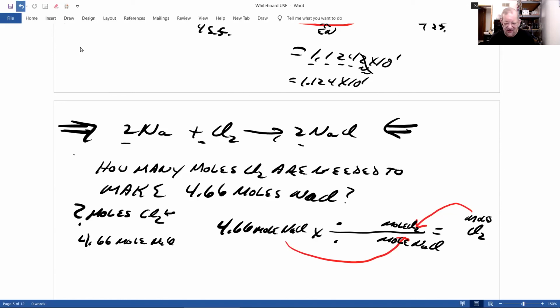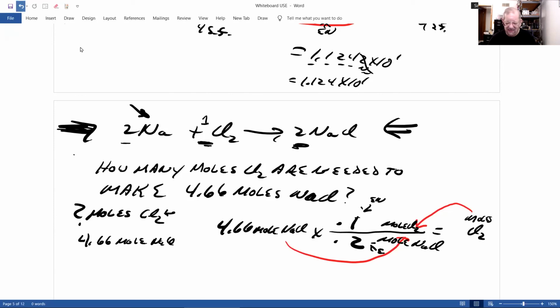And where do I get this ratio? Moles of chlorine to moles of sodium chloride from the balanced chemical equation. And if there's no number in front, the number is 1. That means 1 mole of chlorine makes 2 moles of sodium chloride. So for every 1 mole of chlorine, I make 2 sodium chloride. And these are exact numbers.